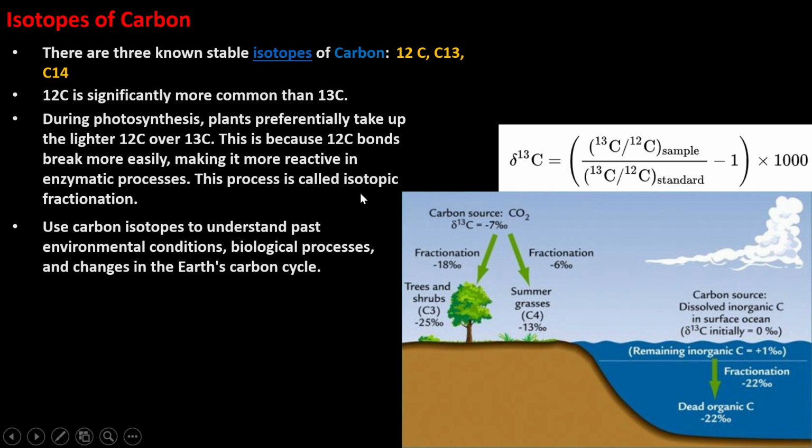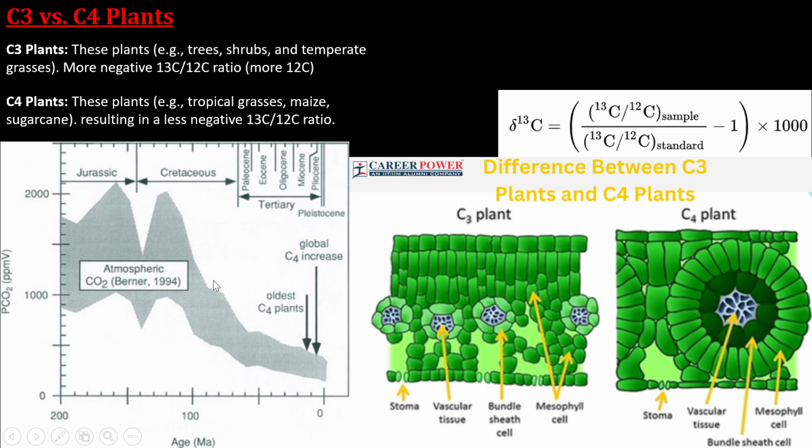So this is known as isotopic fractionation, meaning carbon 12 will be rich in the organic burial, and carbon 13 will be rich in the atmosphere. So using the carbon isotope, we can study environmental conditions, biological change, and changes in the carbon cycle, like C3 and C4 plants.